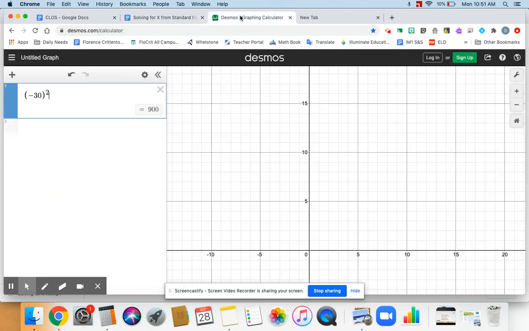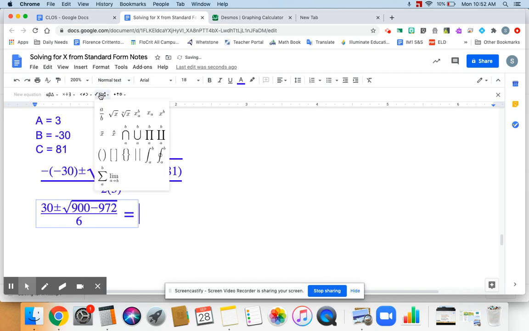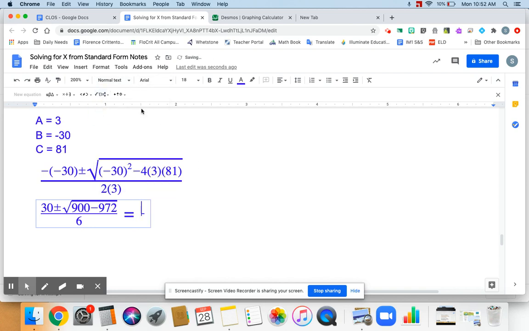I have negative 4 times 3 times 81. It's negative 972. And on the bottom, 2 times 3 becomes 6. I'm almost done, except I still need to subtract.